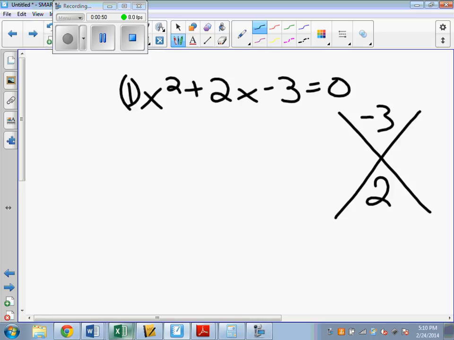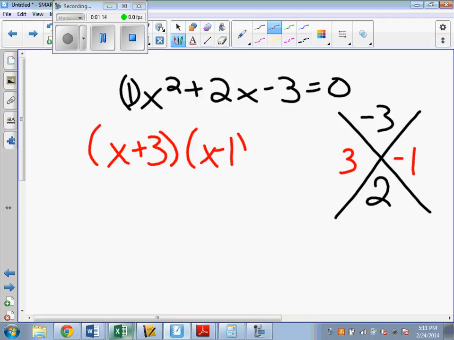So to fill out this x factor, we're looking for two factors of negative 3 that add up to 2. So in this case, we're going to have positive 3 and negative 1. So now to factor this trinomial, all we need to do is fill in x plus 3 times x minus 1. And it's still equal to 0.